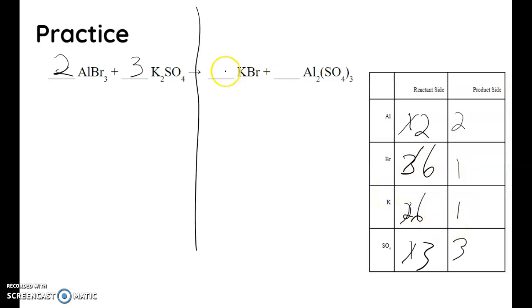Now, what can I do to get my potassium from 1 to 6? That's 6. Update it. 6 times 1, so 6. 6 times 1 is 6. So that worked out nicely, and I am now done. I'm going to fill this in with a 1 for no other reason. I don't have to.